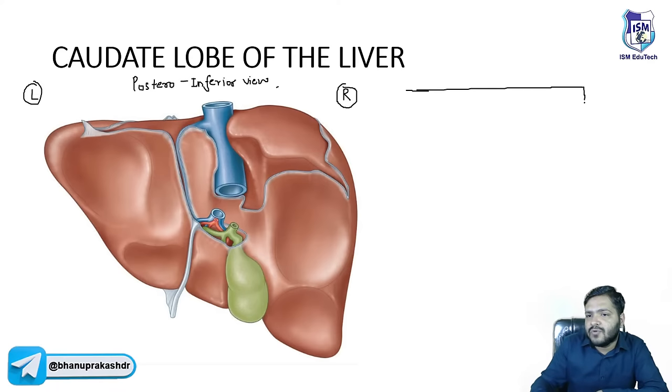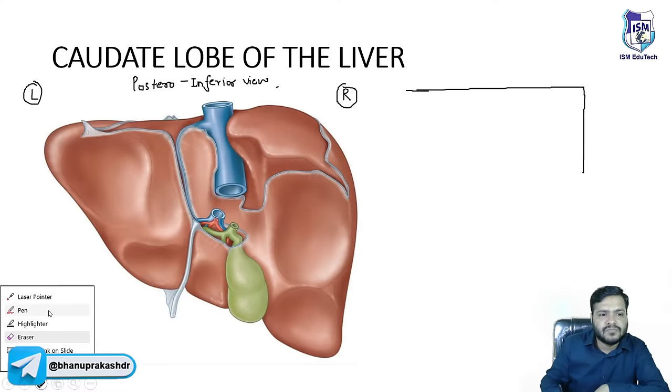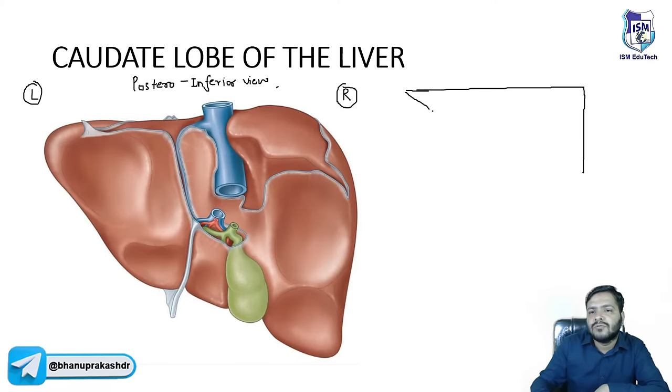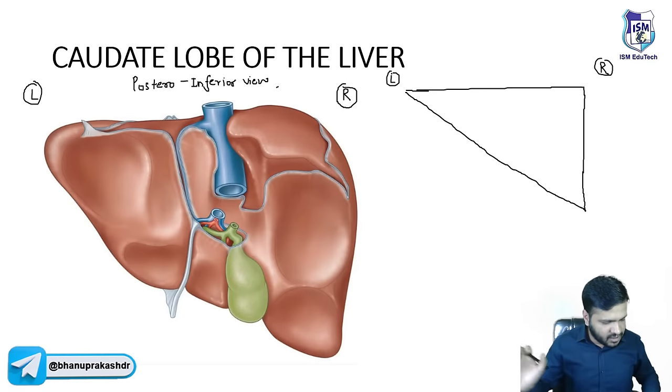So let us suppose this is the liver part. I'll just draw it here nicely. Now, you already know, this is the right side and this is the left side, right? The liver is on the right side, the major part.